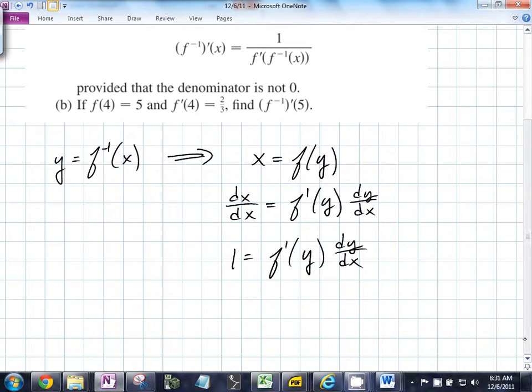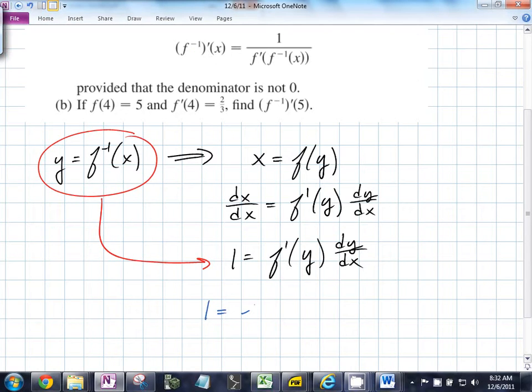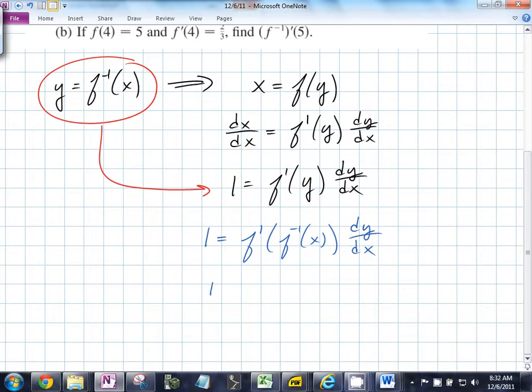That's correct. What does y equal? y equals f inverse of x, right? So what do we now know? 1 is equal to f prime of f inverse of x times what? dy dx. Divide by that. So you get dy dx is equal to what? 1 over f prime of f inverse of x. Correct.